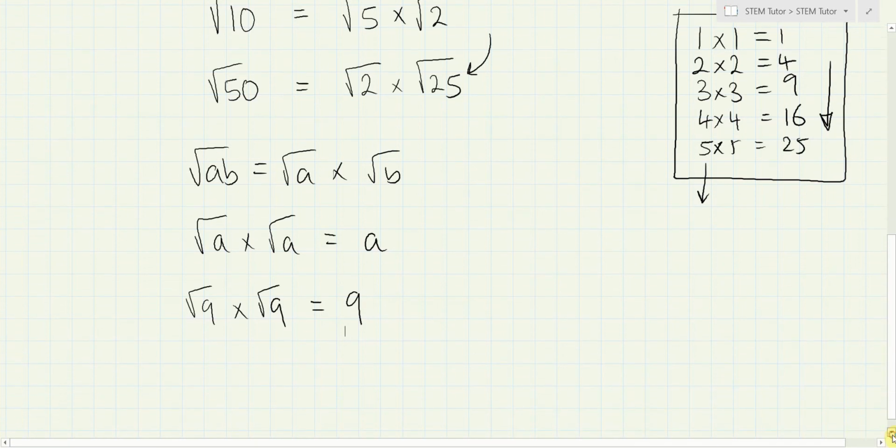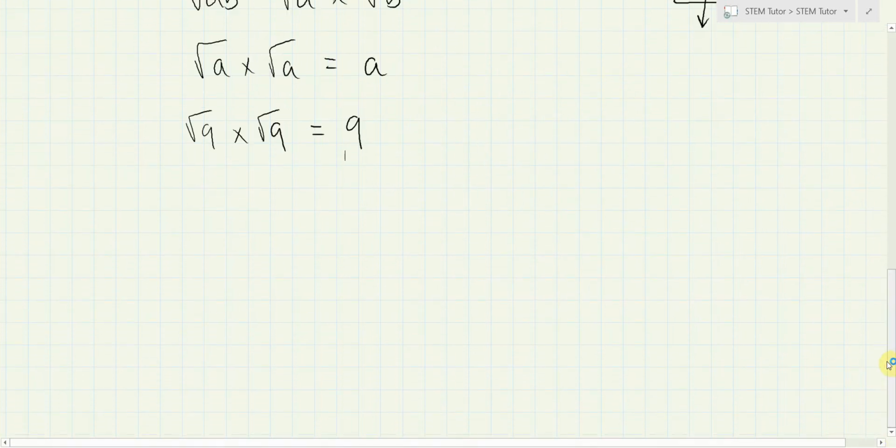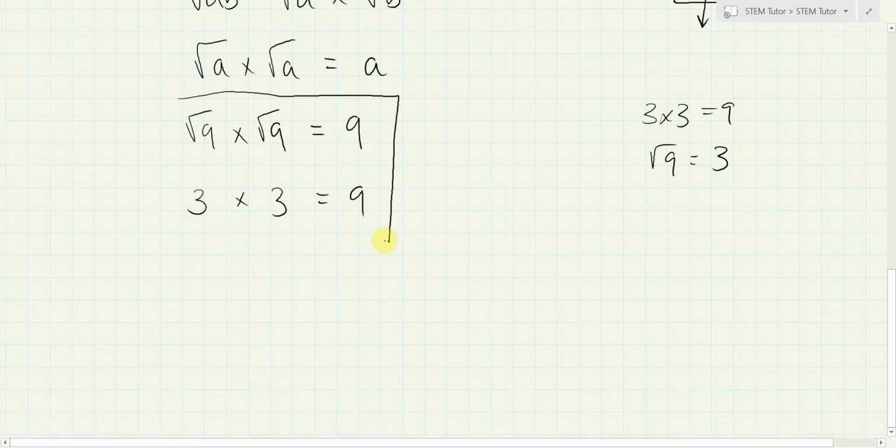Now to see why this is the case, let's break this down before we do the multiplication. So we know that 3 times 3 equals 9. Therefore the square root of 9 equals 3. Square root of 9 equals 3 multiplied by another 3, which gives us 9. So both of these give the same answer, which means that if we have the square root of a number multiplied by the same square root, then we can just simply rewrite the number that's inside the square root symbol.